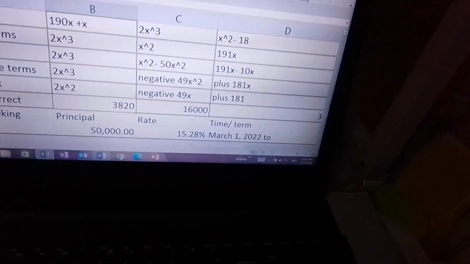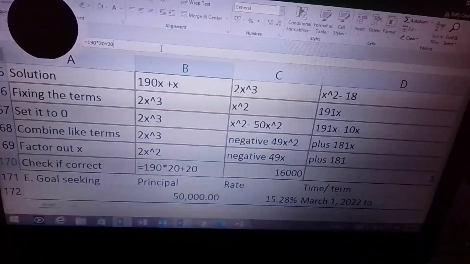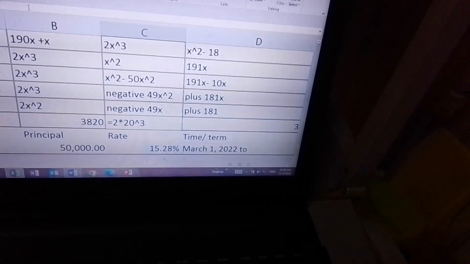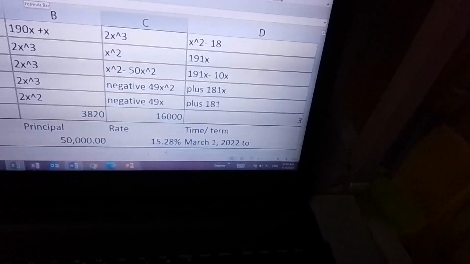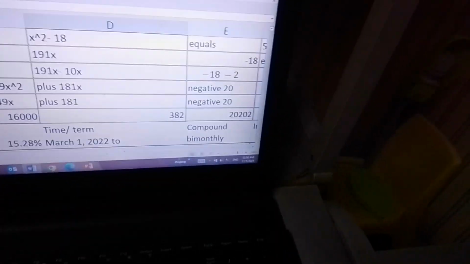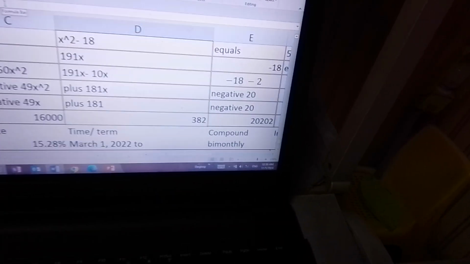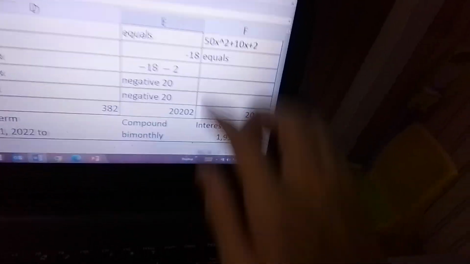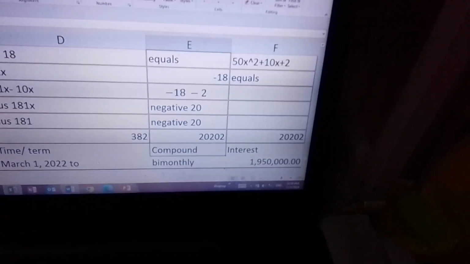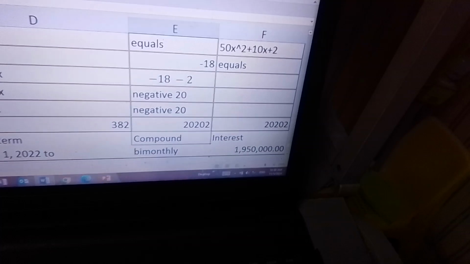So therefore, we have 190 times 20 plus 20. And we're supposed to get 3,820. 2 times 20 cubed, and that's supposed to be 16,000. 20 squared minus 18, and we get 382. And then we sum everything up to see if we get the right answer. And we did. We did get 20,202.